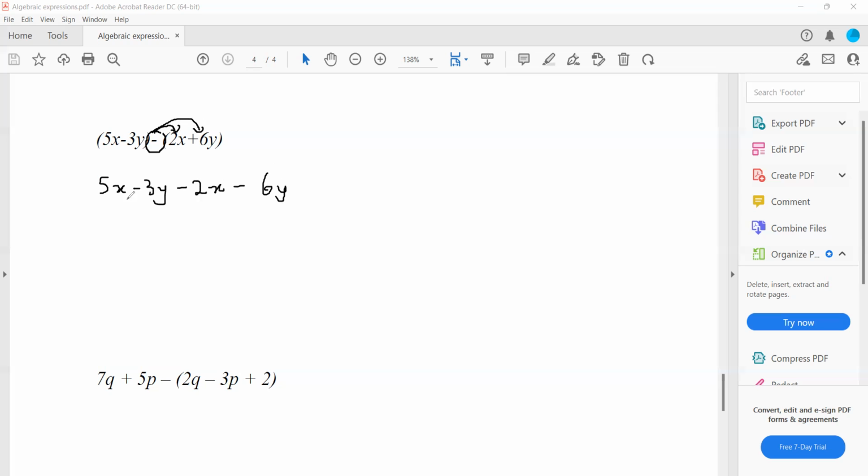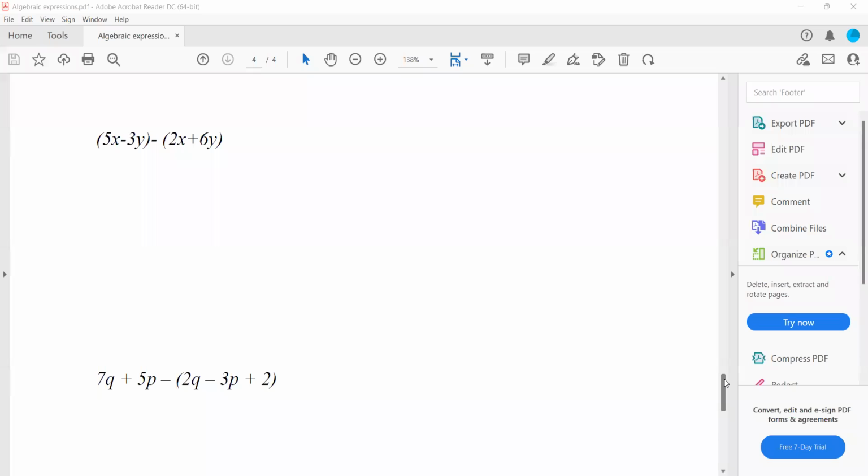So next, we're going to underline similar terms, x with x, and we're going to put the y's with the y. So 5x minus 2x minus 3y minus 6y. So 5 minus 2, we get 3x. Minus 3 minus 6, we get minus 9y. So we need to remember also to put the y, otherwise our answers will not be complete. So this is the answer.